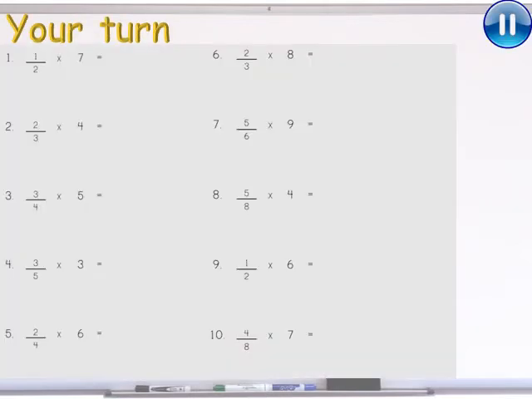Okay, my little minions, it's your turn to have a go. You've looked at some examples. I think it's pretty straightforward. So pencil and papers at the ready. Pause the video and have a go now for me.